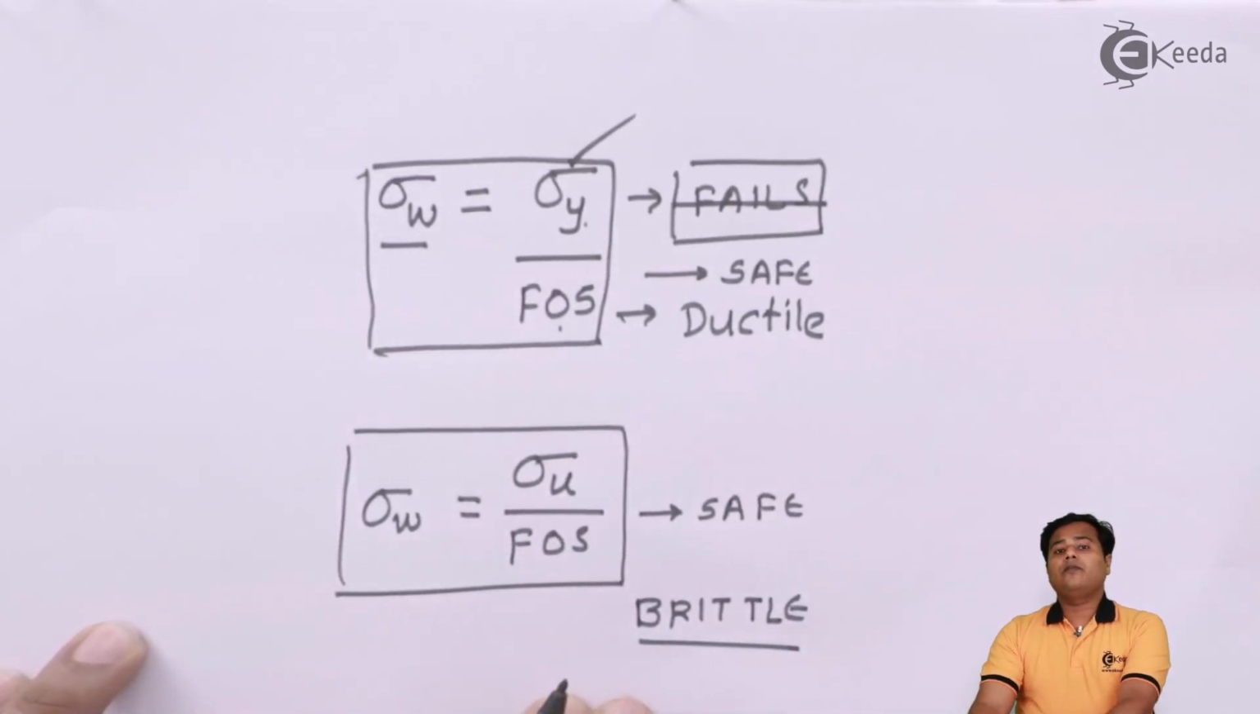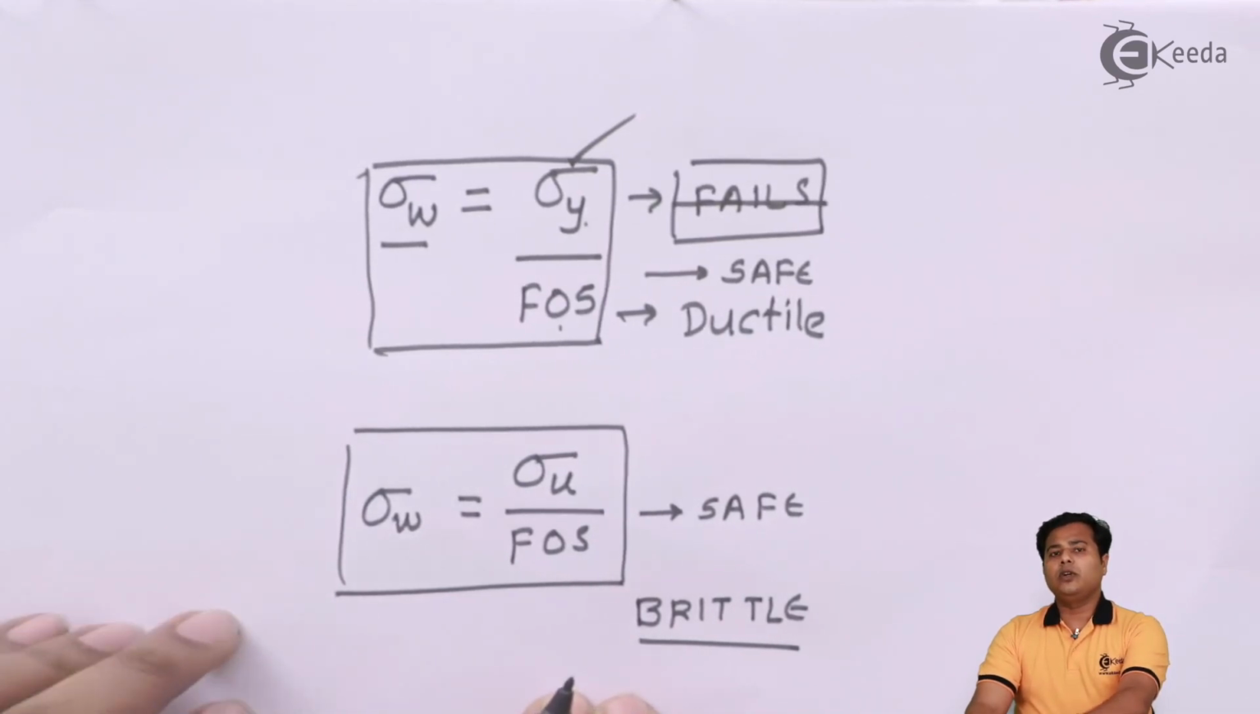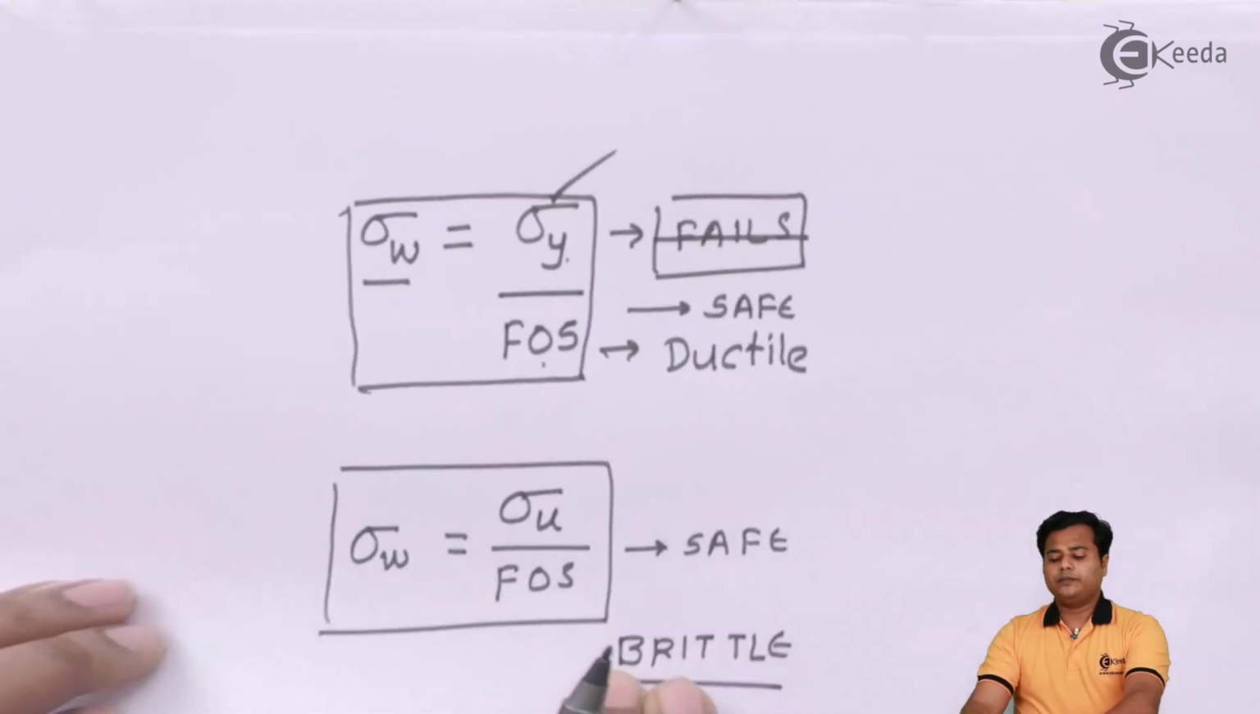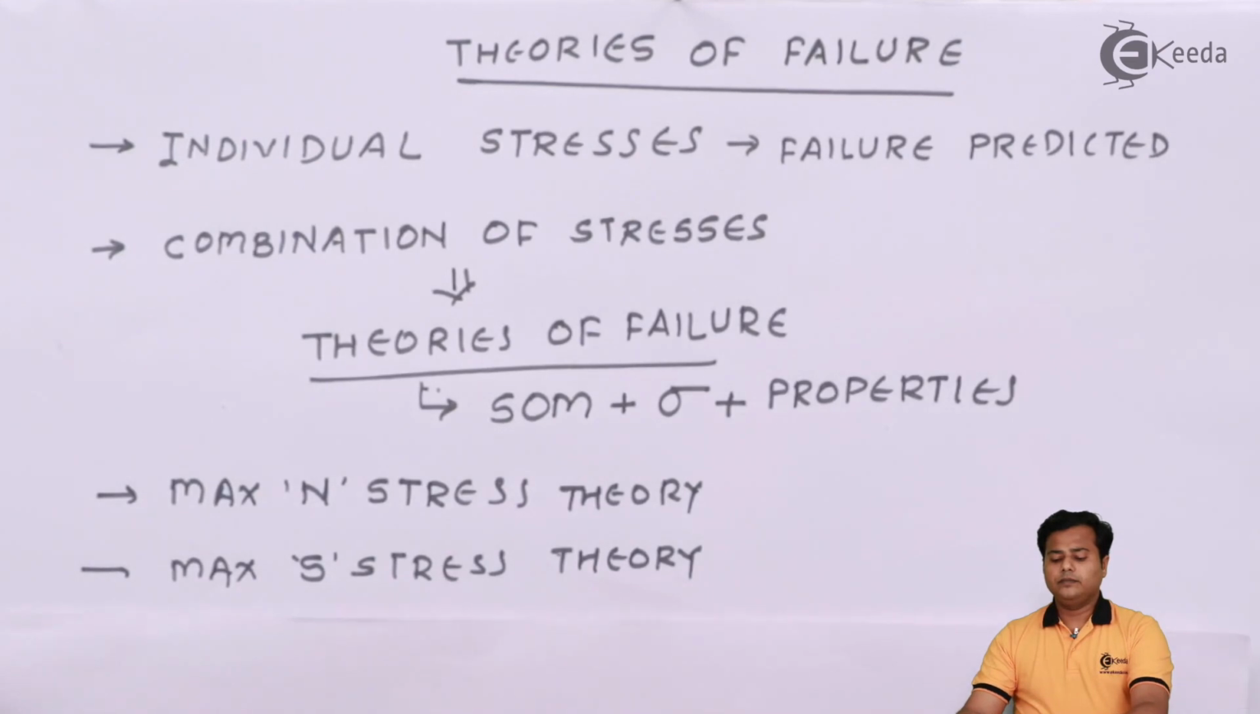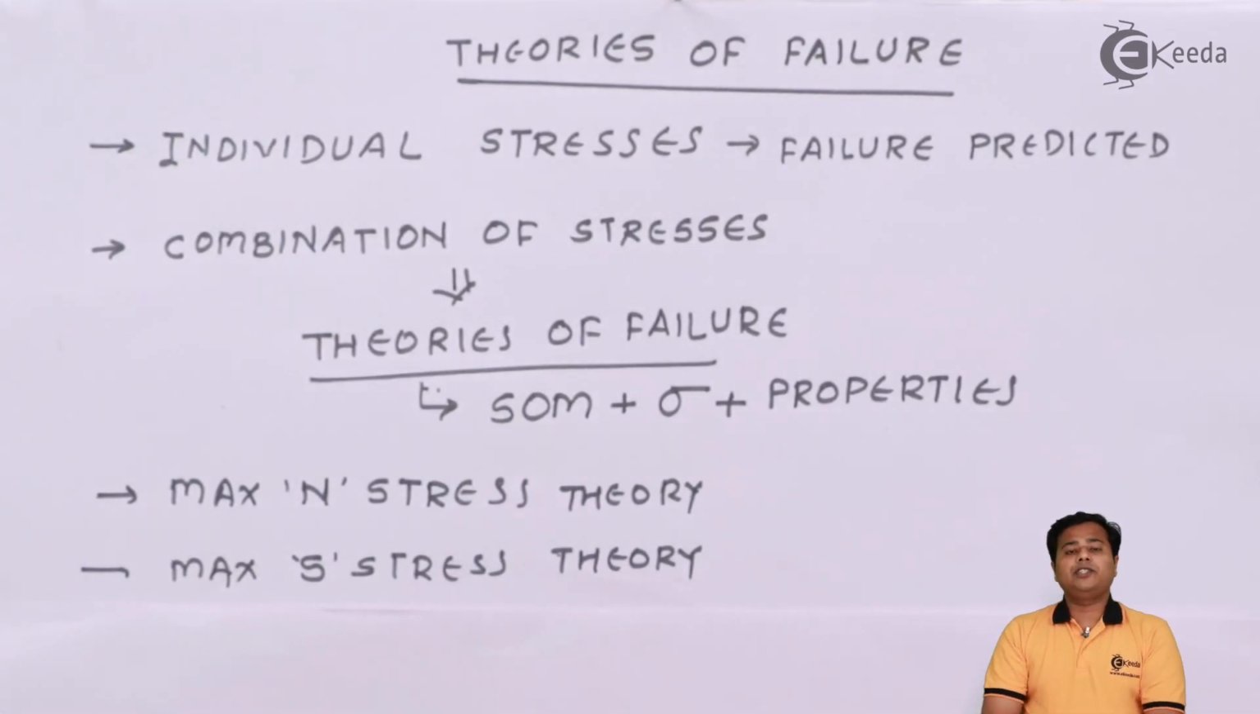So that was our first theory. Let's move on to the second theory. It says maximum shear stress theory. Now, there was another statement given by Coulomb. Coulomb was a scientist at his time. He proposed that the failure does not occur because of the normal stresses. They occur because of the shear stresses.